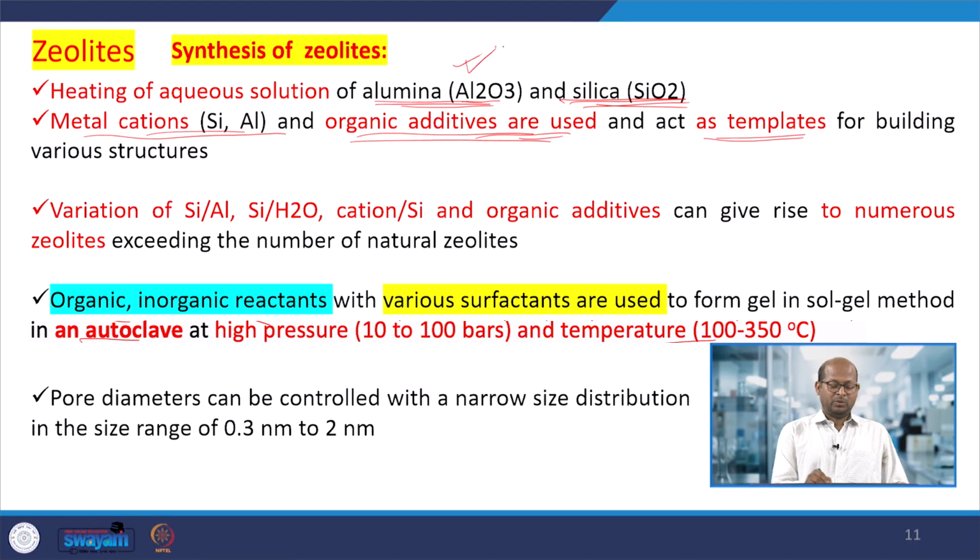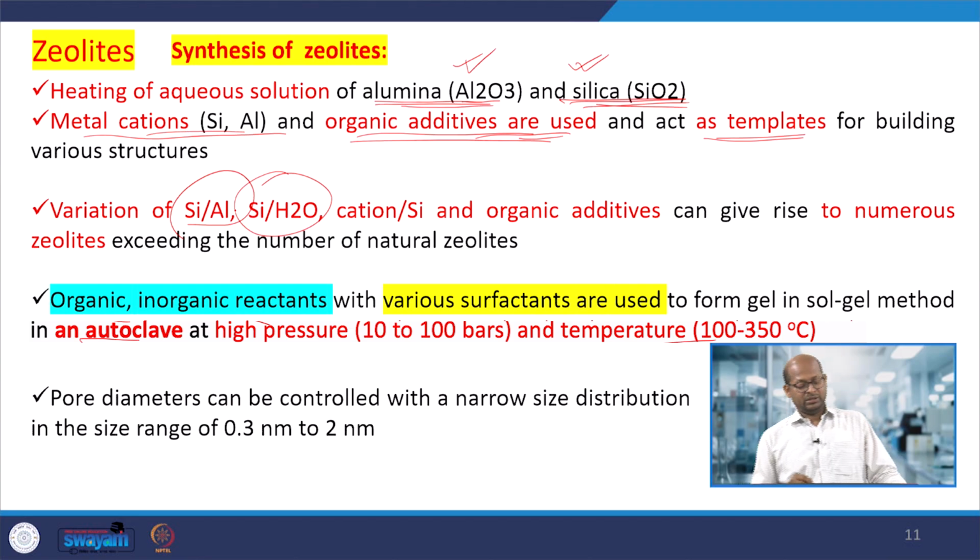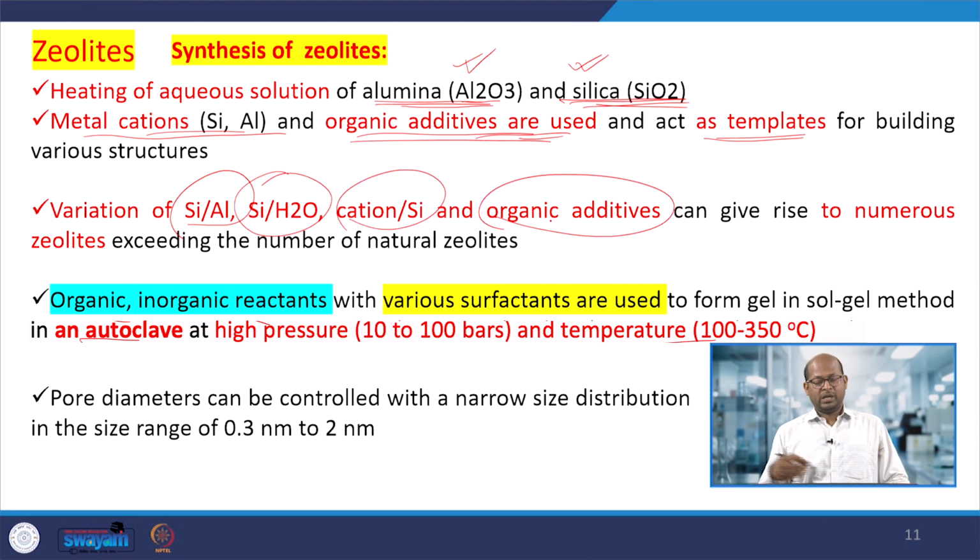Here the amounts of the alumina and silica ratio we can change, the silica, oxygen, water ratio we can change, the cation to silica ratio, organic additive concentrations, pH, many things we can change, depending upon the experimental conditions we are using while preparing zeolites. Many surfactants or templates, organic or inorganic, we can use. In these methods we also have to use high-pressure reactors, called autoclaves. Using these reactors we can maintain extremely high pressures when the reactions take place.